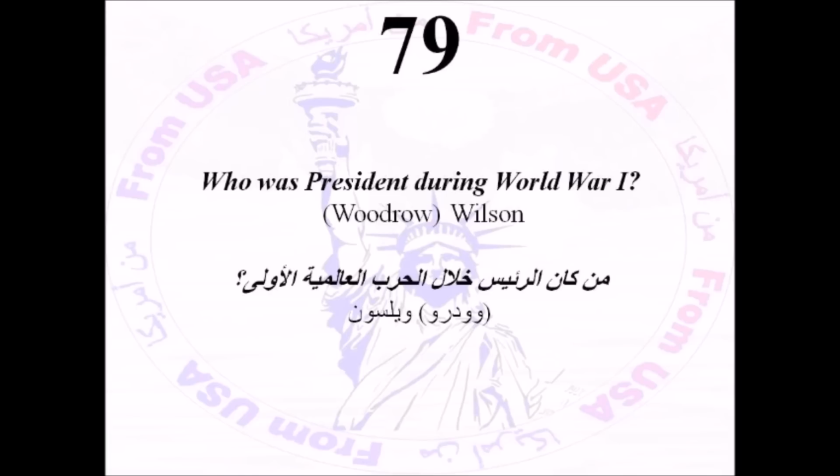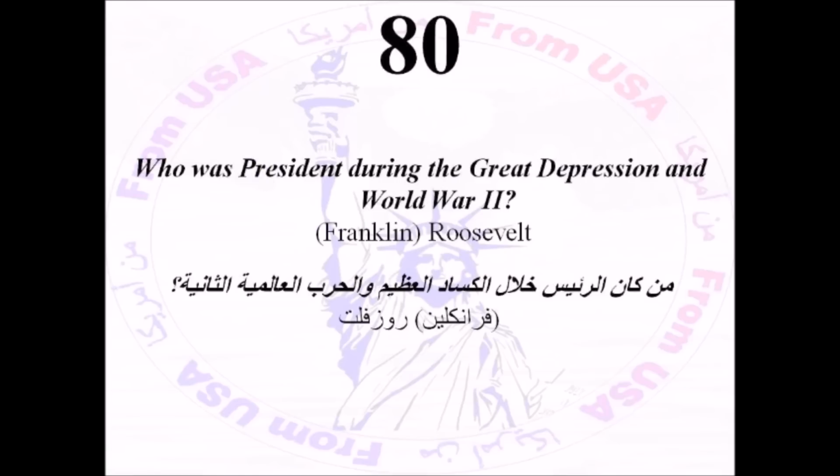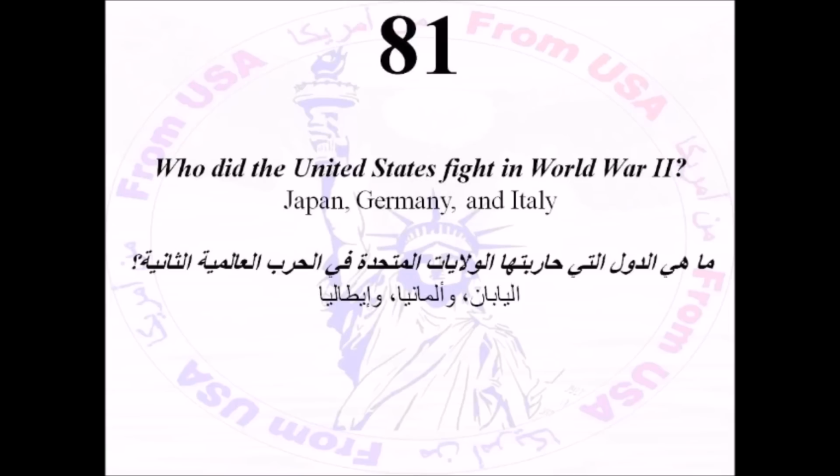79. Who was president during World War I? Woodrow Wilson. 80. Who was president during the Great Depression and World War II? Franklin Roosevelt. 81. Who did the United States fight in World War II? Japan, Germany, and Italy.